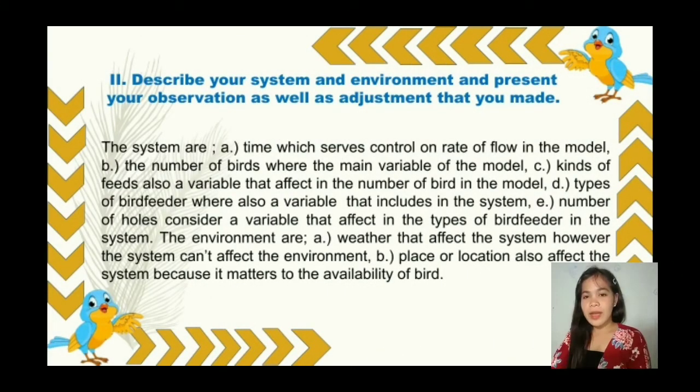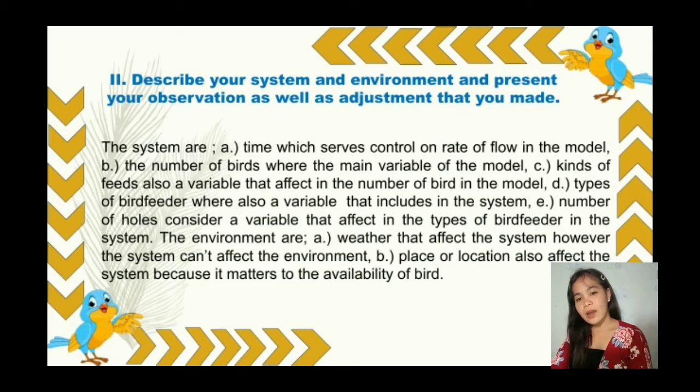The system variables are: A. Time, which serves as control on the rate of flow in the model. B. The number of birds, which is the main variable of the model. C. Kinds of feeds, also a variable that affects the number of birds in the model. D. Types of bird feeder, also a variable included in the system. E. Number of holes, considered a variable that affects the types of bird feeder in the system.